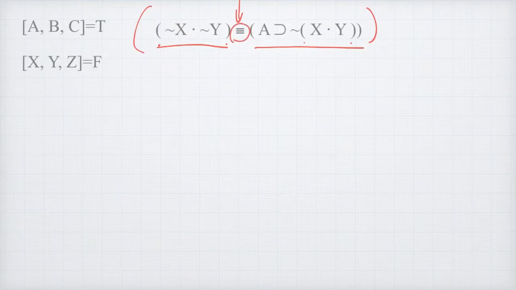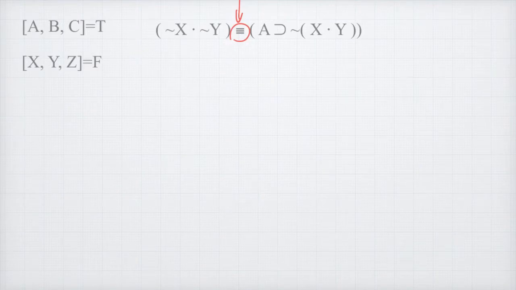So ultimately, to determine whether this whole statement is true or false, I have to find it under the biconditional. Now again, when I'm doing this, I can start on either side. Let me make some room here for myself.